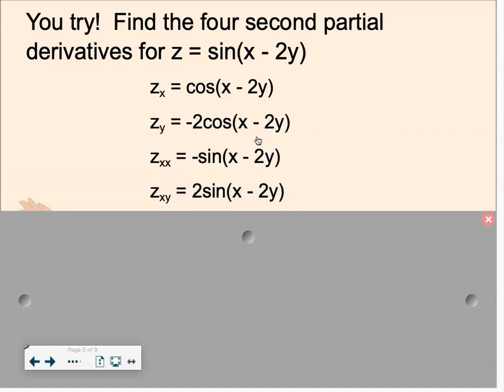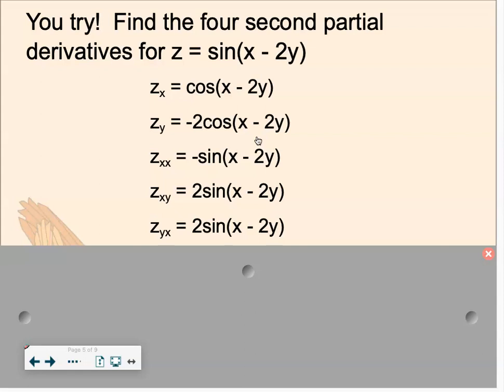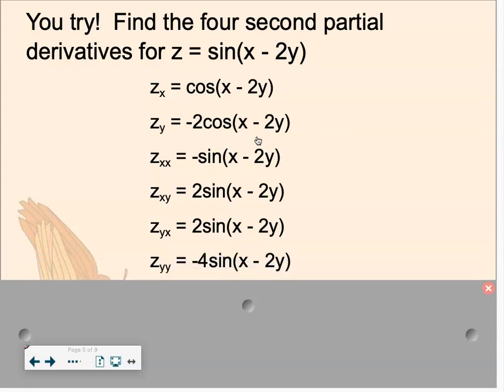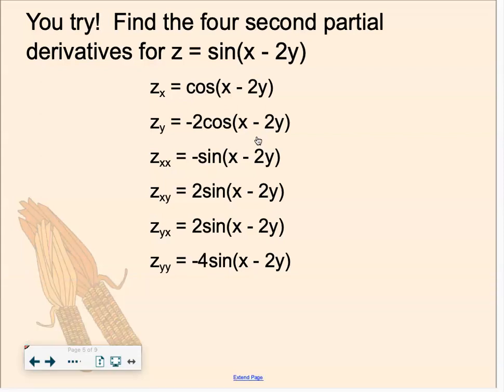Z sub xy, I got 2 sine x minus 2y. Is that okay? All right. Z sub yx should be the same thing. And then z sub yy is negative 4 sine of x minus 2y. Any questions on just a quick trig second partial practice?